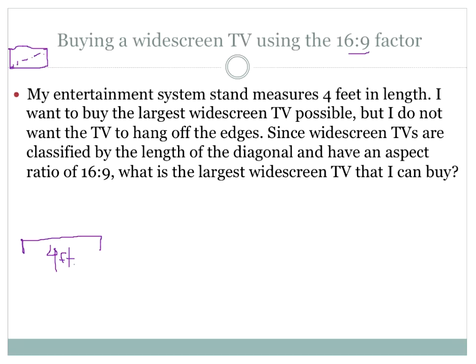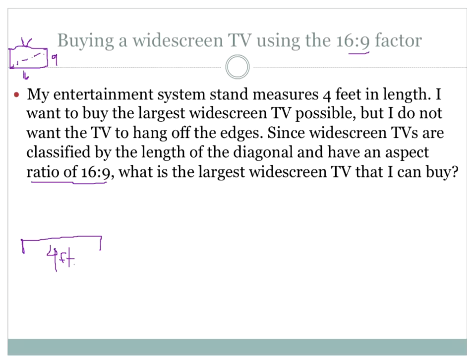And so widescreen TVs have what they call an aspect ratio of 16:9. What the aspect ratio says is, if I have this TV here, we'll put rabbit ears on it, pretend it's a really old TV, then for every 16 inches in length, it gains 9 inches in height. So this is our ratio of 16:9 for length to height, or length to width if you want. And my question to you is, what is the largest widescreen TV that I can buy?